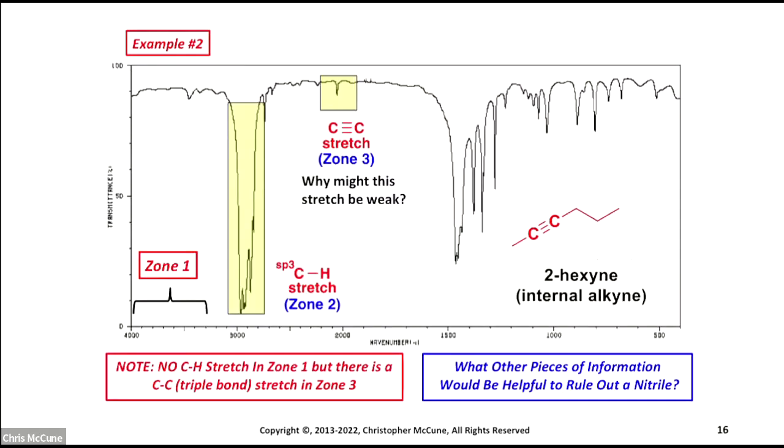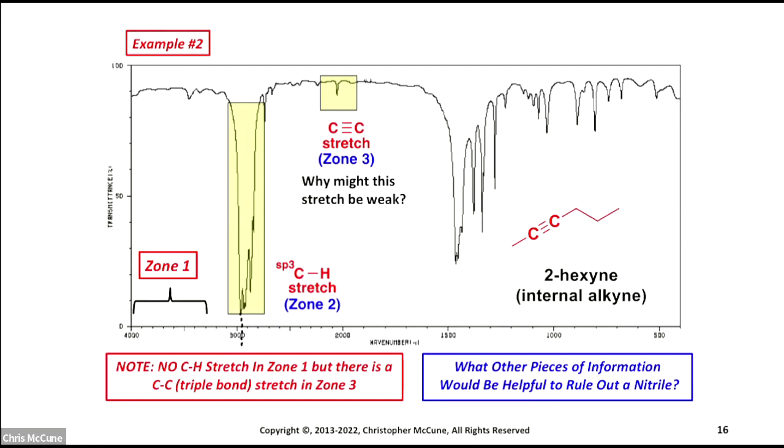Okay, example 2 here. Now I've got a zone 1 that's empty, so I'm not going to have any alcohol or amines or carboxylic acids, or even a terminal alkyne. I do have a bunch of stuff here at zone 2 for the sp3 CH stretch. You can see once again that this peak here is less than 3,000, so I don't have an sp2 CH stretch that I see. I have something of weak signal that I've highlighted in zone 1.